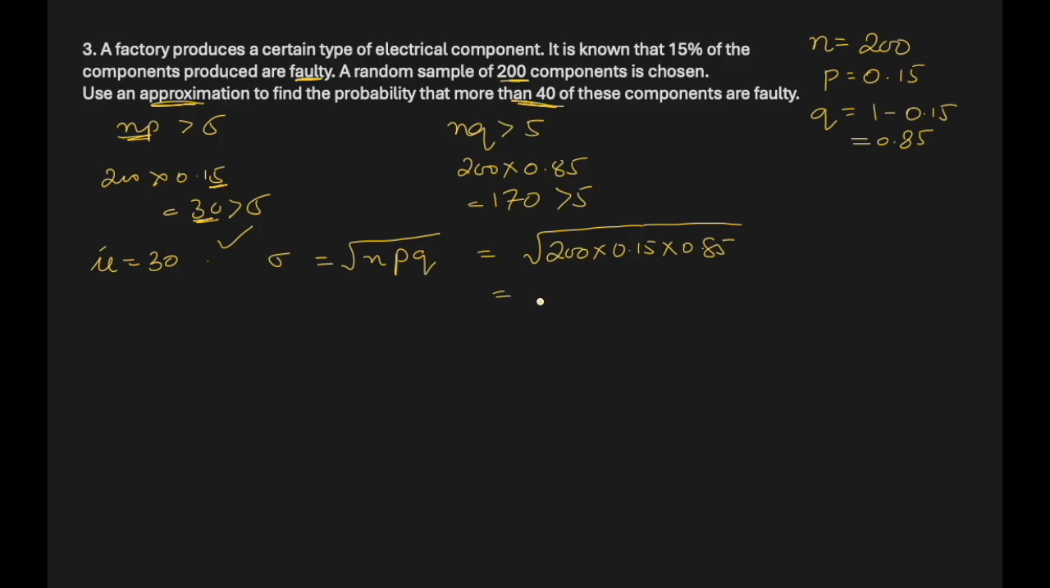So what I'm getting here is 5.049. So let me write 5.05 is the standard deviation. Now we have to approximate for more than 40.